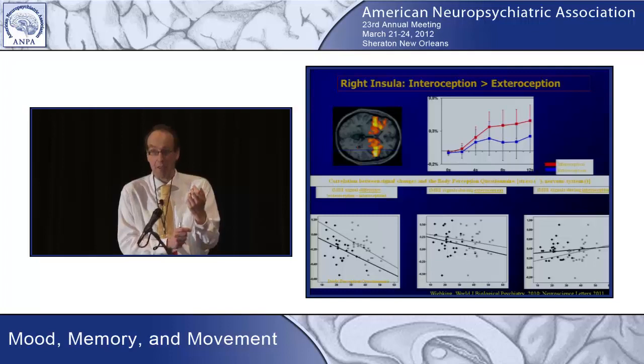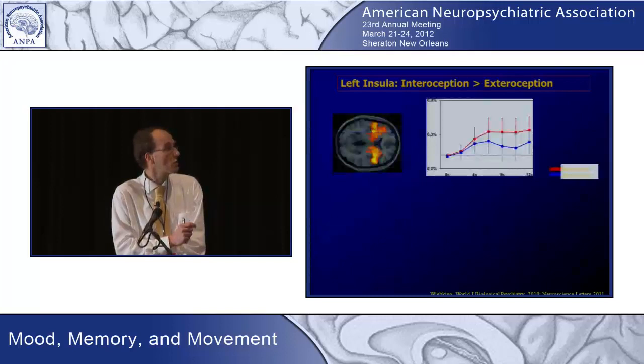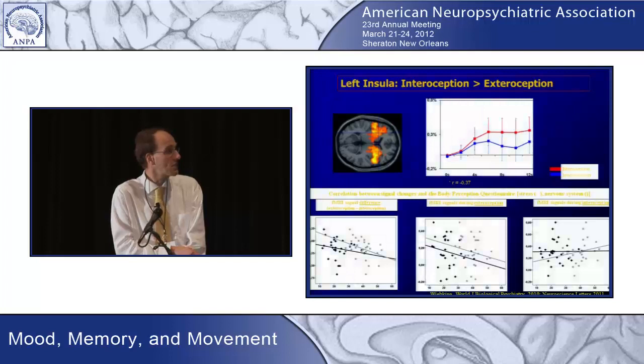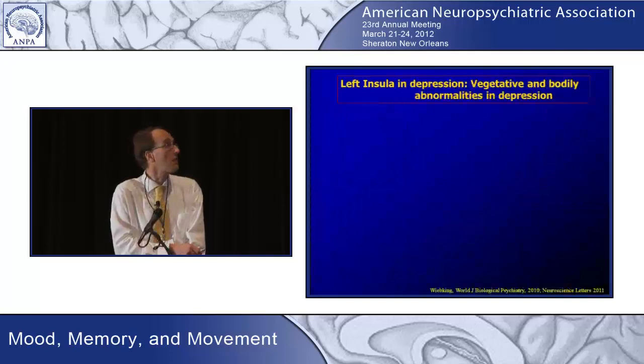And that, of course, yields a lot of thoughts for the depressed patients. So I show you the same for the left insula, and you again see the same pattern, particularly the difference between intero-exteroceptive signals correlates. So these are healthy subjects. So what happens now in depressed subjects?